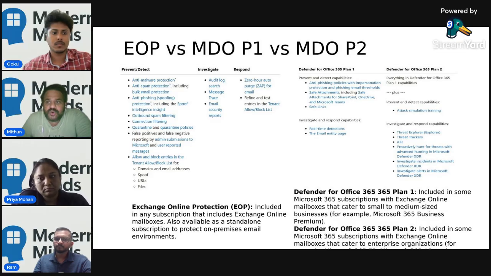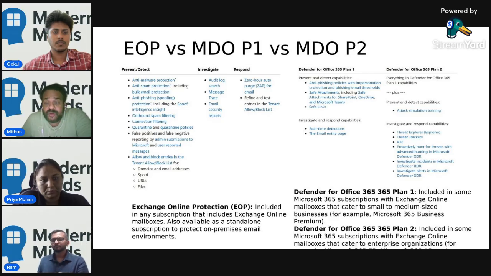So when it comes to detect capabilities, it has attack simulation training, which is not a part of P1. Attack simulation training primarily helps you to educate your users by sending some simulations, and you can educate your users by sending some how-to guides. For example, if end users need to know how to respond to threats, right? And how to respond, how to do false positive and false negative submissions themselves. So you could include all those simulations and how-to guides with the help of attack simulation training. That is a part of your P2 license.